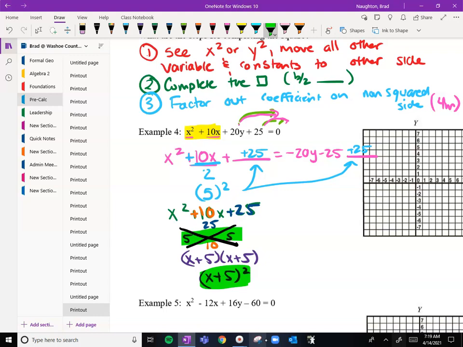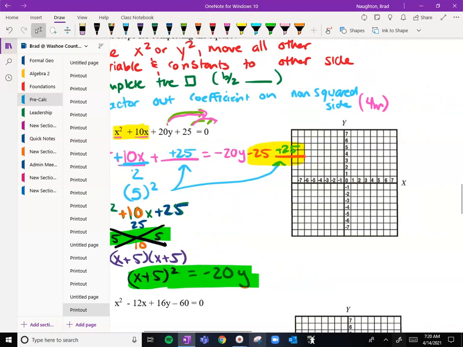Alrighty, so on the right-hand side of our equation, I have like terms right here. They don't always cancel out, but in this example, they do. So negative 25 and 25 are just going to go ahead and become a negative 20y. So there's no factoring, but if I were to need to factor, I would factor out a negative 20. So this right here is our actual equation.